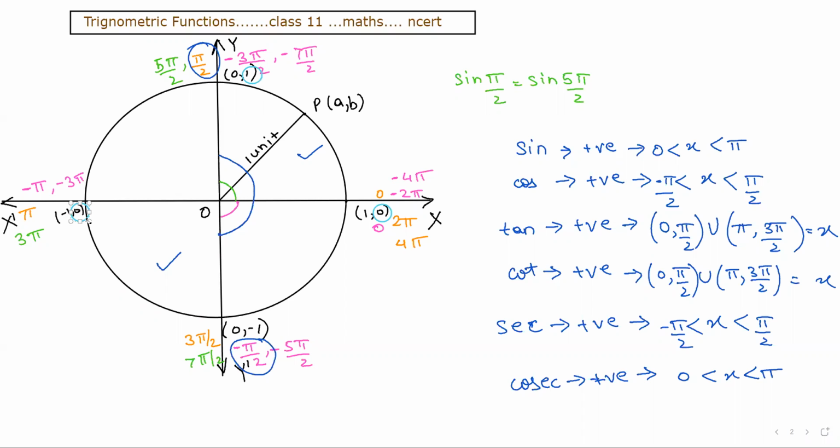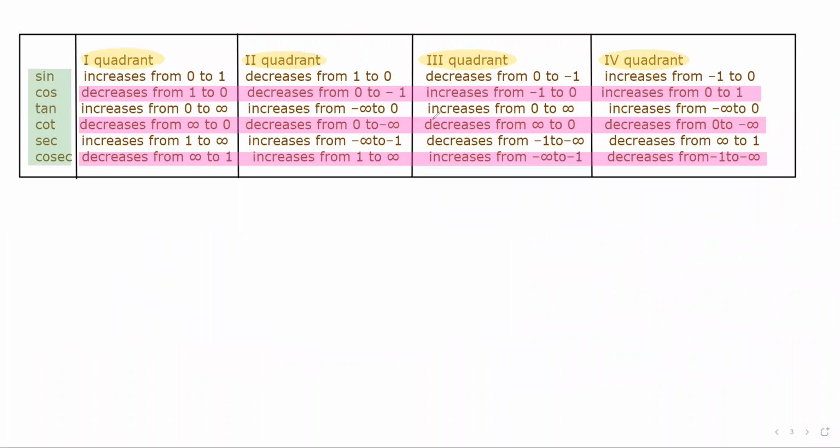For quadrantal angles, meaning angles that are integral multiples of pi by 2, your sine value will be equal to these values. So let's start from 0, where we'll consider the range first where sine is positive. Sine value increases: at x equals 0, sine is 0, and at x equals pi by 2, sine is 1. So sine value increased in the first quadrant from 0 to 1. This is shown in this table.